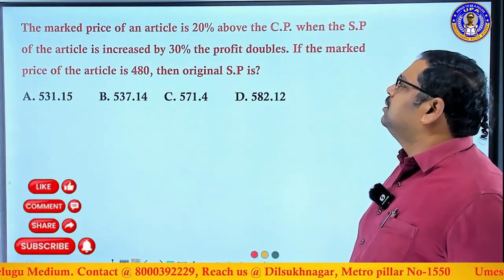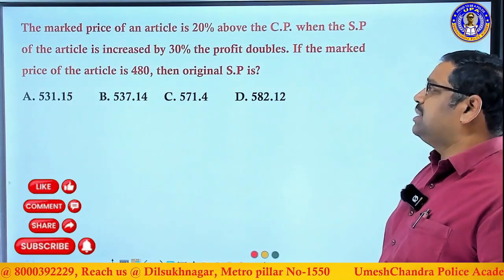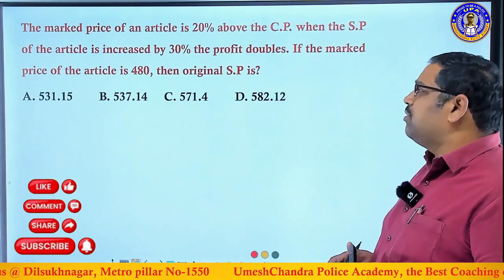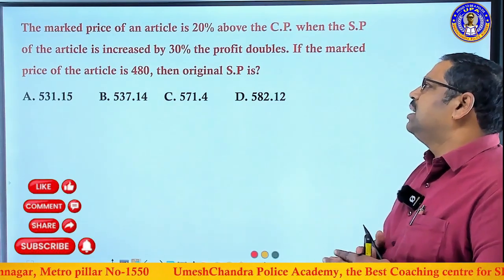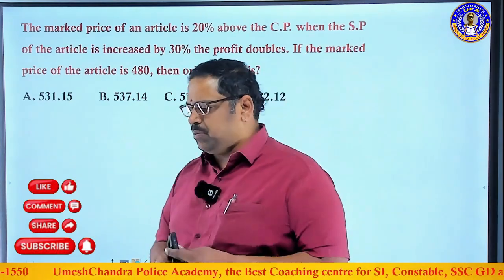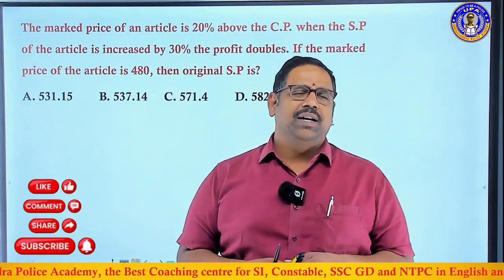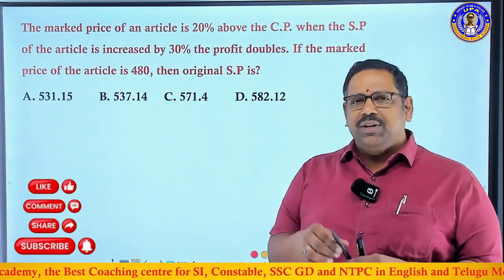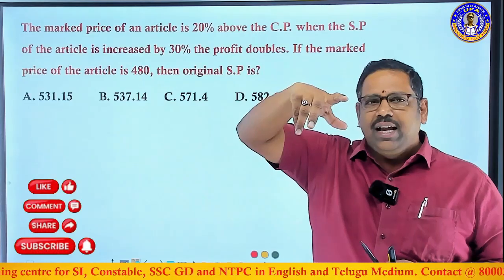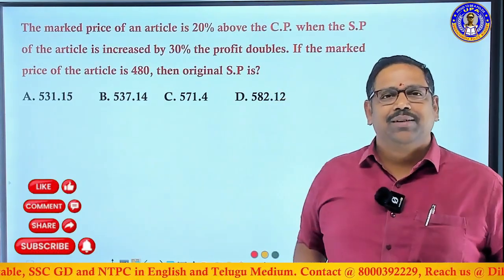Okay. So the market price of an article is 20% above the cost price. When the selling price of the article is increased by 30%, the profit doubles. If the market price of the article is 480, then the original selling price is? This type of question is especially focused in SI Constable exams and railway exams because it is not a difficult question. But the question is completely inscribed in a small area. In that area he will go this side, and so on, and so on.